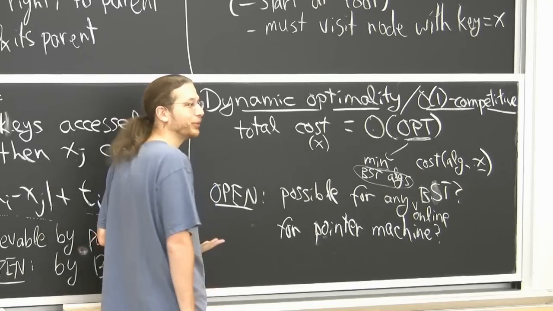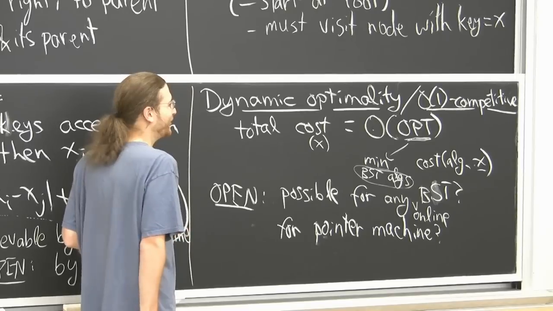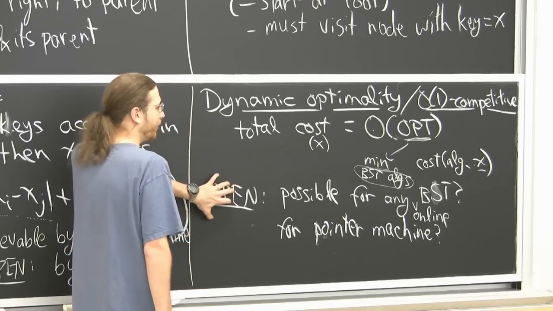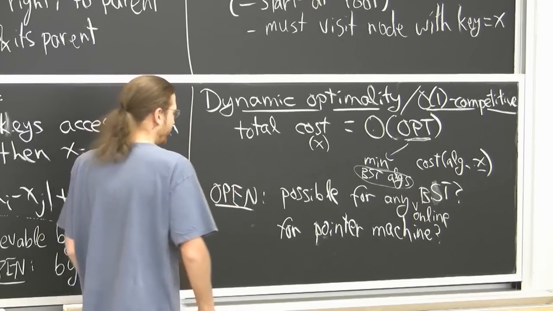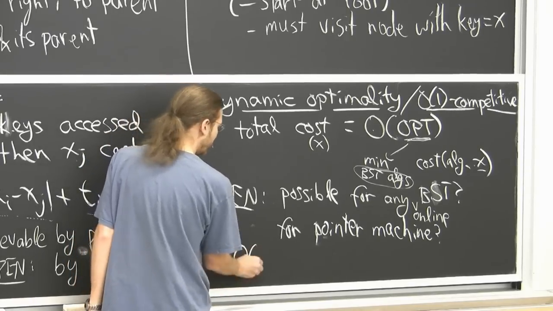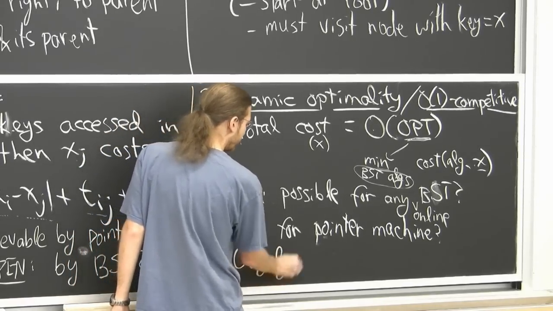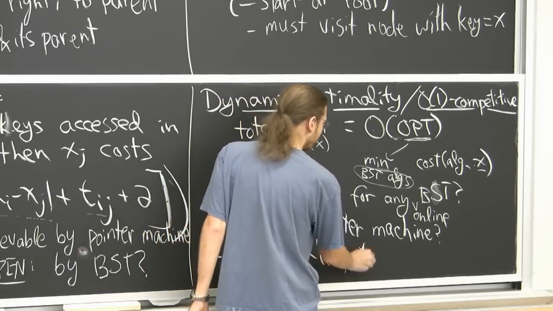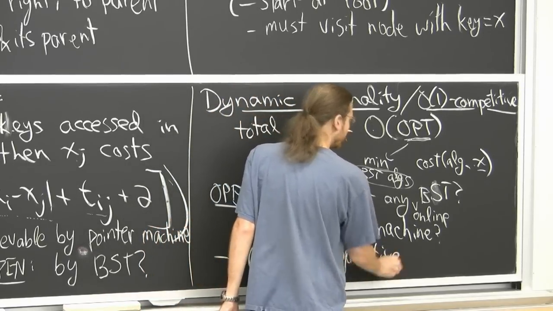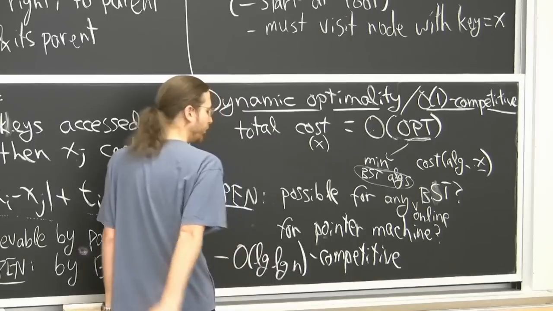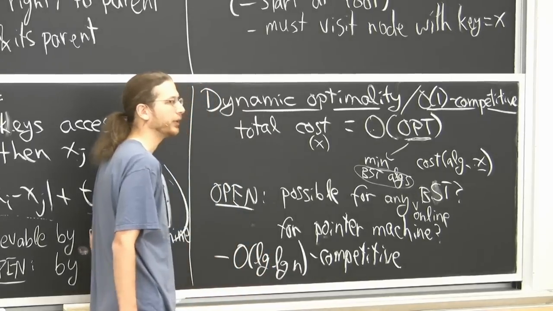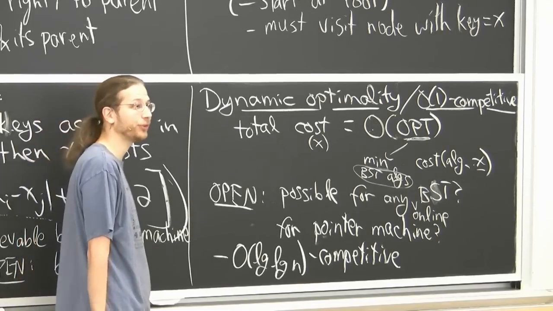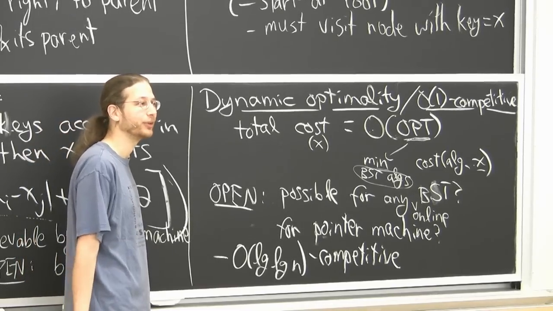So this may seem rather depressing. What else am I going to do for a lecture and a half? But actually, there's a lot of study of this problem. And we do know some good things. For example, we can get log n competitive. So not within a constant factor, but we can get within a log n factor of the optimal. So that's pretty good.